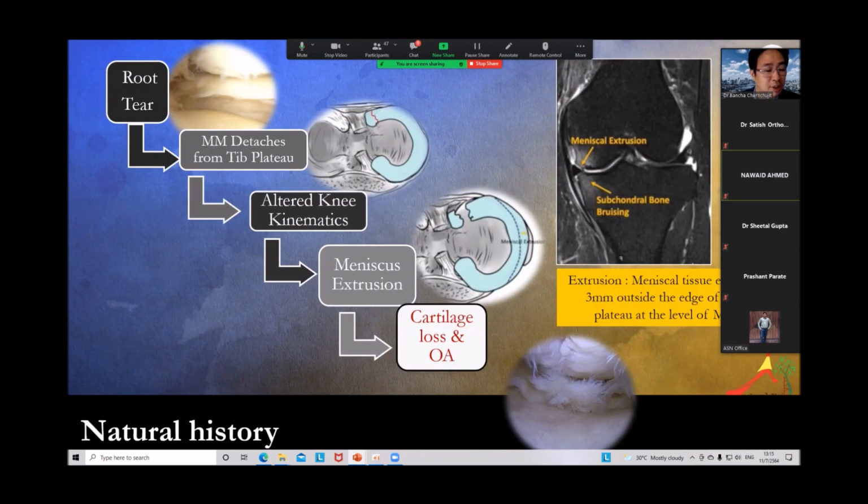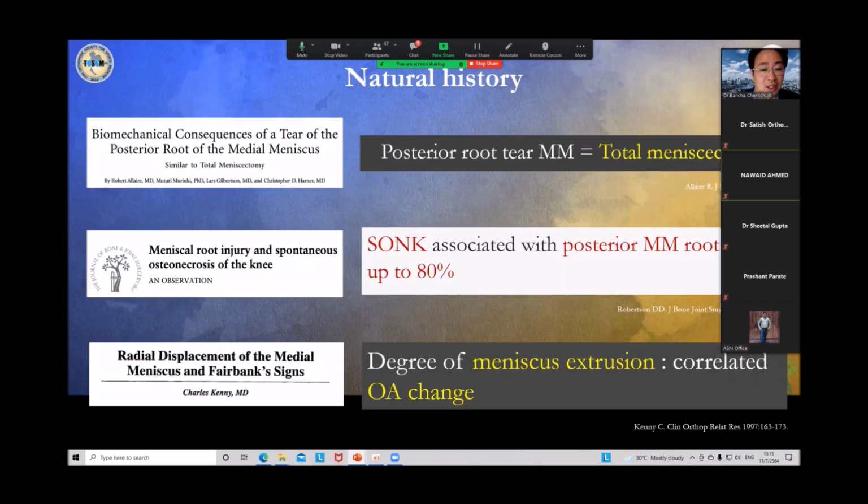So this is the natural history of the meniscus root tear. The patient may have the root tear, followed by detachment or extrusion of the meniscus, and then altered knee kinetics. Meniscus extrusion can create progressive joint narrowing and cartilage degeneration, and finally the patient will have osteoarthritis of the knee joint. The association between root tear and osteonecrosis is up to 80%.